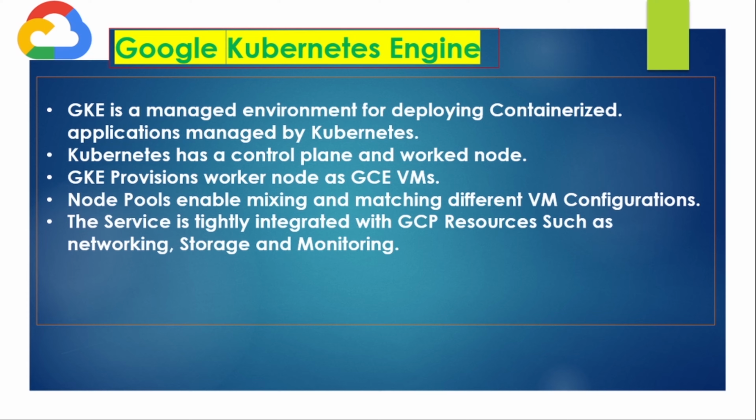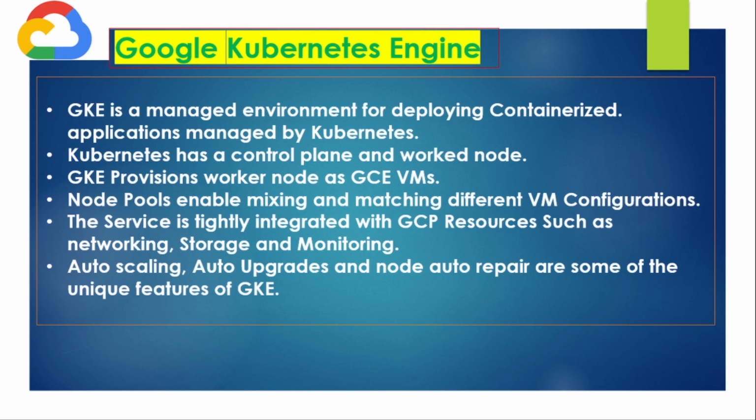For example, when you expose a service in GKE, it is going to use a load balancer. Of course, you can attach additional storage in the form of persistent disk to the nodes. GKE delivers auto scaling, auto upgrades, and auto node repair capabilities, and these are some of the unique capabilities of GKE.